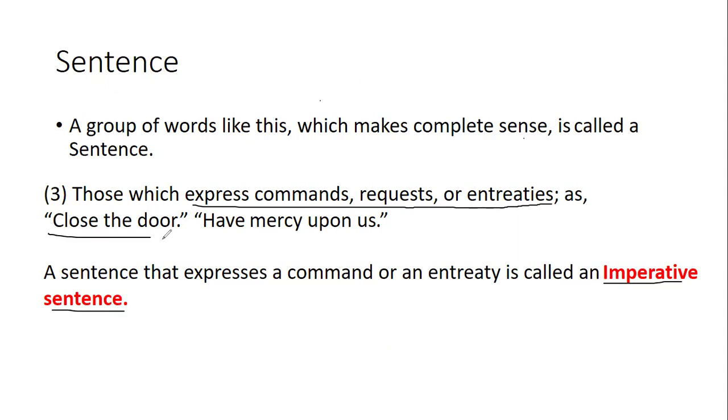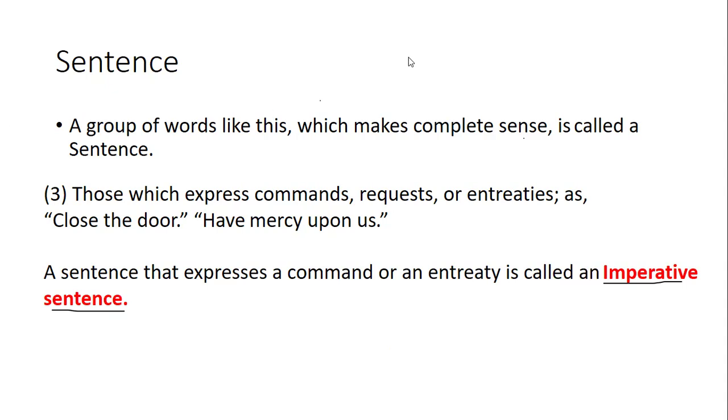For example, close the door. Command is given. Close the door. Have mercy upon us. A request is done. An entreaty is done. Right? Have mercy upon us. So these types of sentences are called imperative sentences, which express a command or which give an advice or which give an invitation. Such sentences are called imperative sentences.